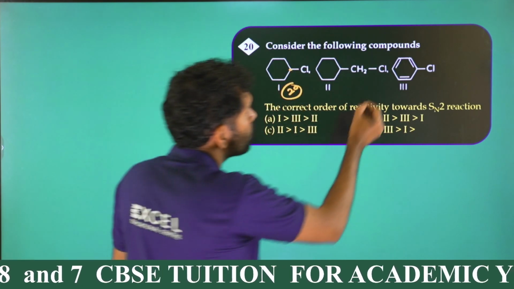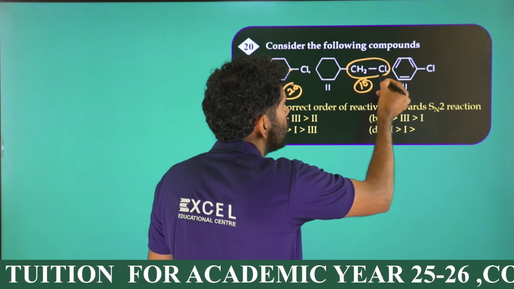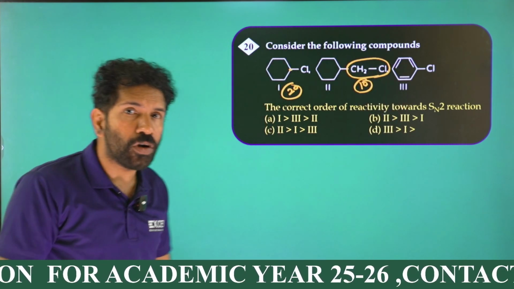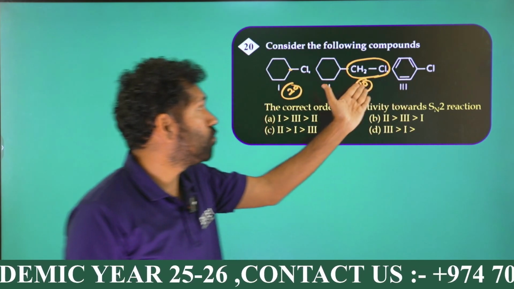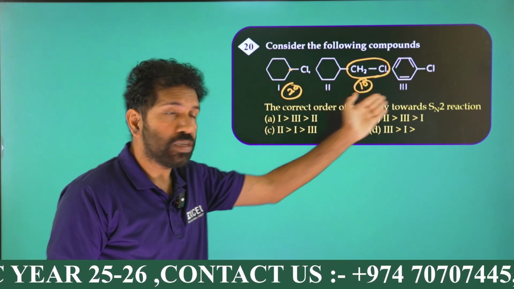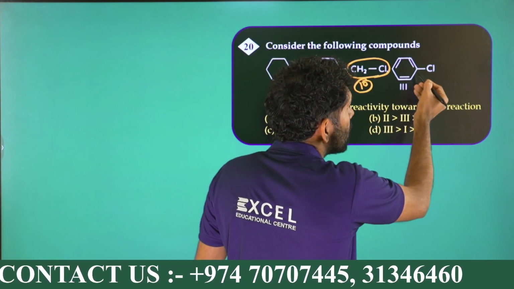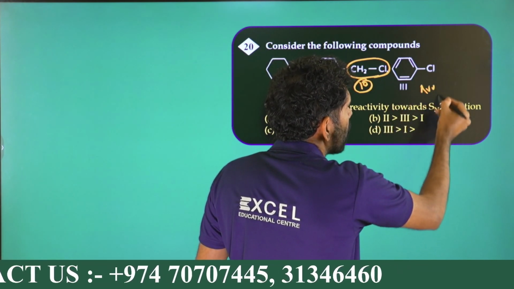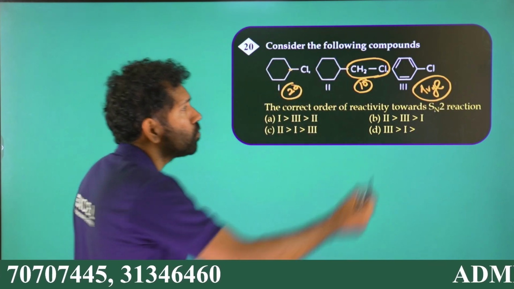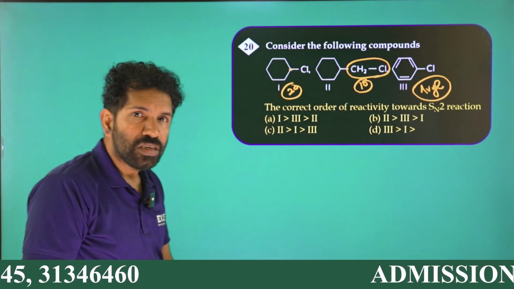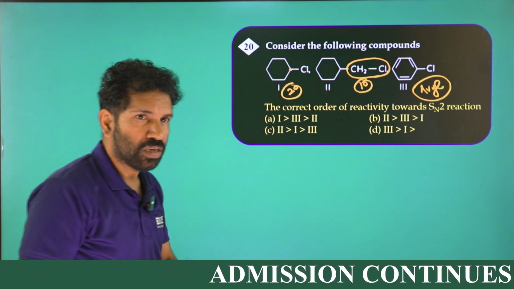So this is called primary, because the primary identity is CH2Cl. If CH2X is there, it's called primary. So this particular compound is coming under primary because CH2X is here. This is called primary, this is called secondary. And what about this? This is aryl. Now this is an aryl halide. This is primary, this is secondary. Now you can get the answer.